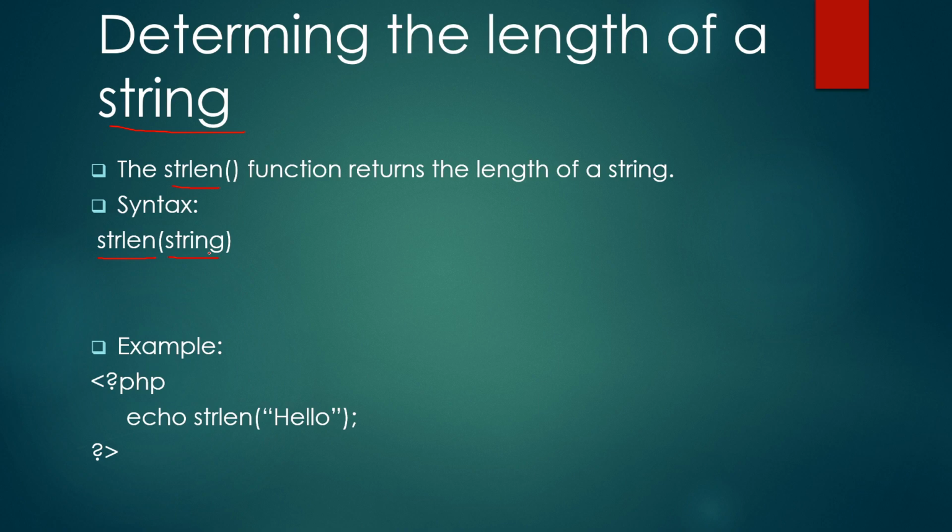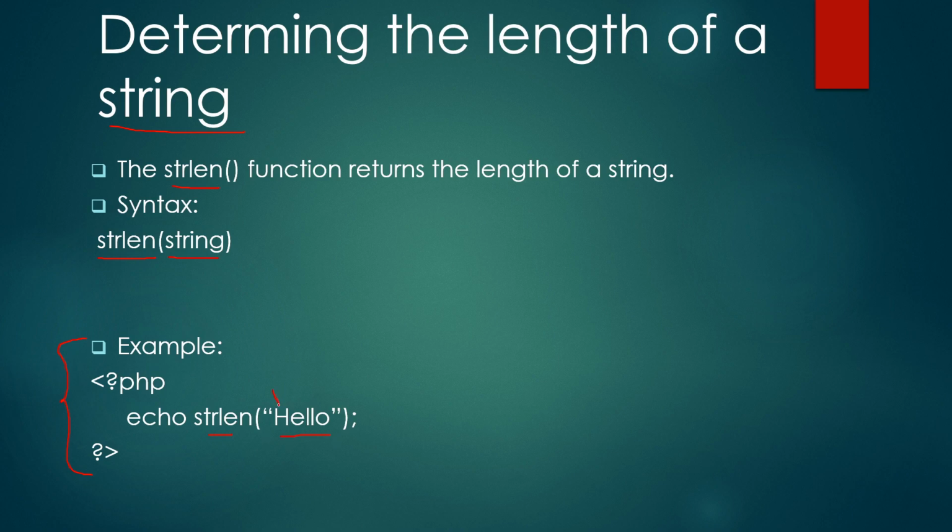It will take one argument as a string. So the syntax is quite straightforward. Let's look at the example. See, I have used this function and passed a string called hello. Now the length of this string, as we know, is 5.